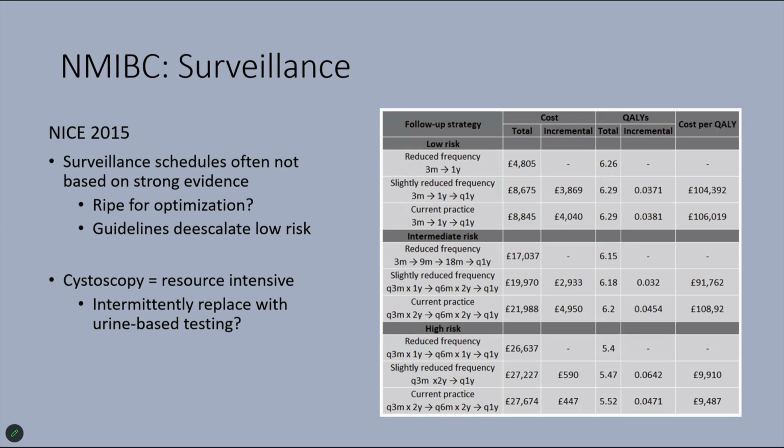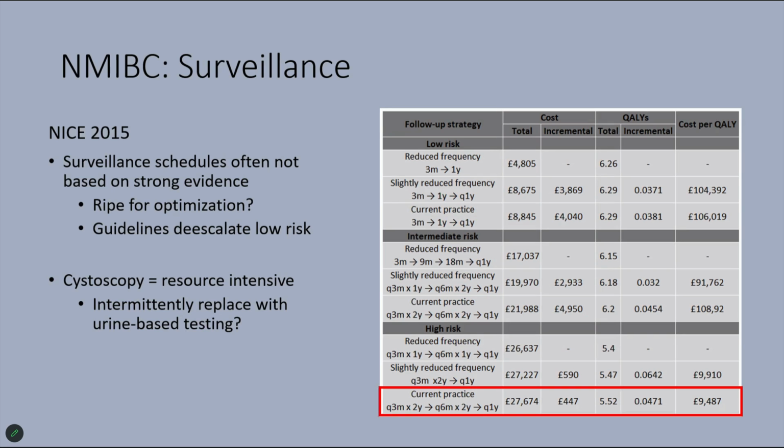Lastly, I wanted to look at cystoscopic surveillance in non-muscle invasive bladder cancer. In general, surveillance schedules for many diseases are not based on strong evidence, and they may be ripe for optimization. NICE published the only cost-utility analysis of surveillance in non-muscle invasive bladder cancer with their 2015 guidelines. This was a model-based analysis using NHS references for costing and a 10-year horizon. And they took the standard practice surveillance schedules at the time for low, intermediate, and high-risk non-muscle invasive bladder cancer and compared them against hypothetical schedules with slightly or significantly reduced frequency.